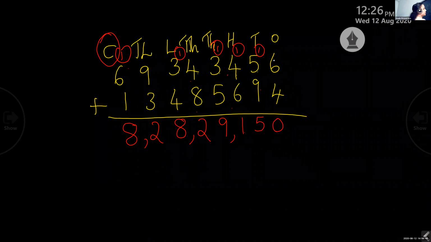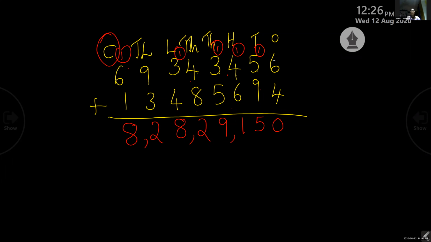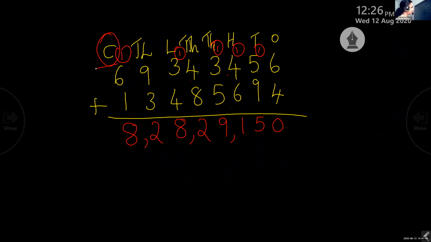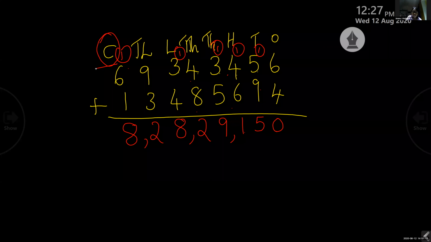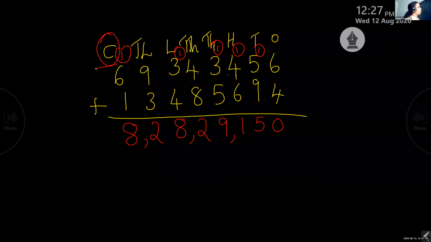It's not audible. Please unmute and read the number. Can you read the number name? The place value is given here. Ma'am, can I say? 8 crore 28 lakh 29,000 150.